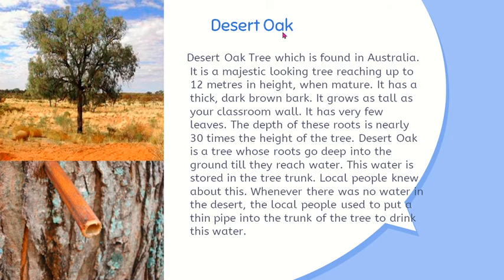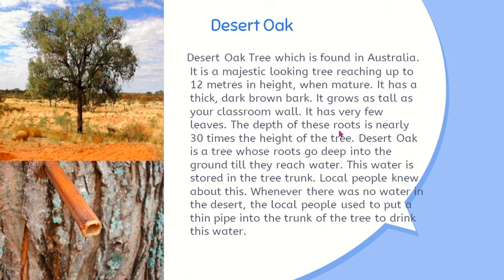Next is the desert oak. Desert oak, as the name indicates, desert means where there is no water, or very little water. The desert oak tree, which is found in Australia, is a majestic looking tree reaching up to 12 meters in height. When mature, it has a thick dark brown bark. As you can see, thick dark brown bark. It grows as tall as your classroom wall. It has very few leaves.